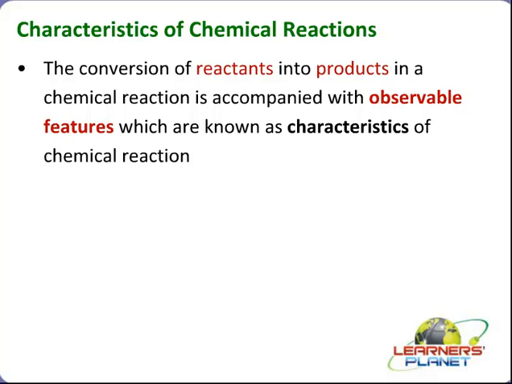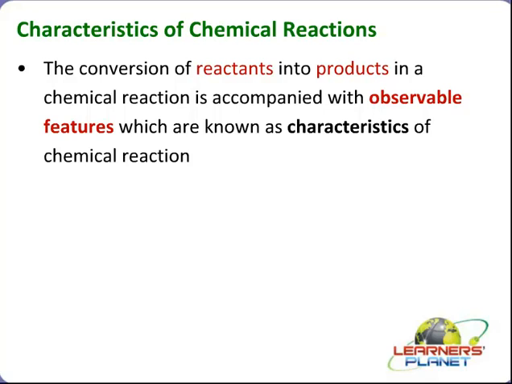Now students, every chemical reaction is accompanied with some observable features. These observable features are known as characteristics of chemical reaction. Just tell me, what do you mean by these observable features? Observable features means like in certain reactions some gas is evolved, in certain reactions there is a formation of a precipitate, in some reactions there is a color change, and in some reactions there is a change in state of matter.